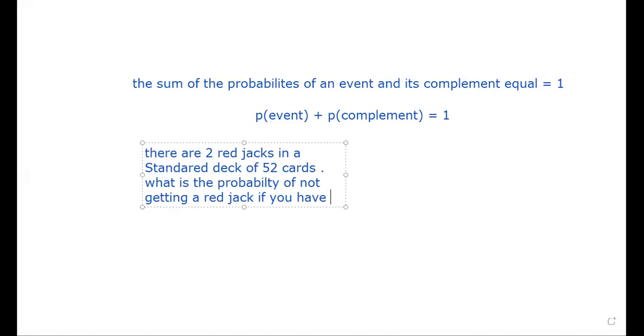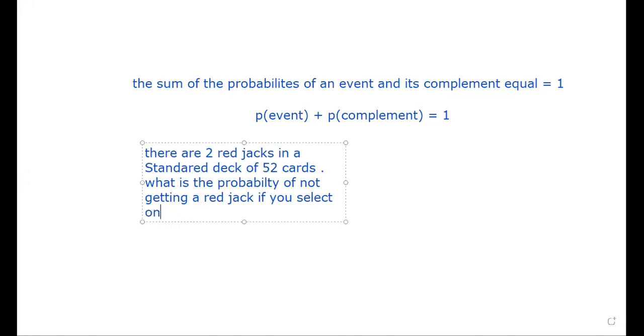Please read the question, Ibrahim. Number 4, Example 3. There are 2 red jacks in a standard deck of 52 cards. What is the probability of not getting a red jack if you select one card at random?